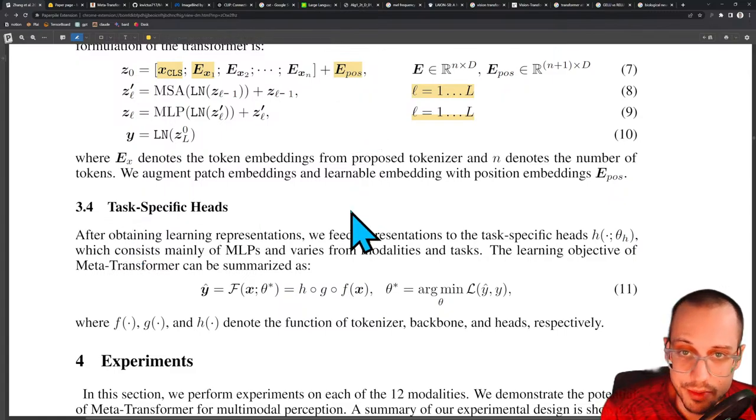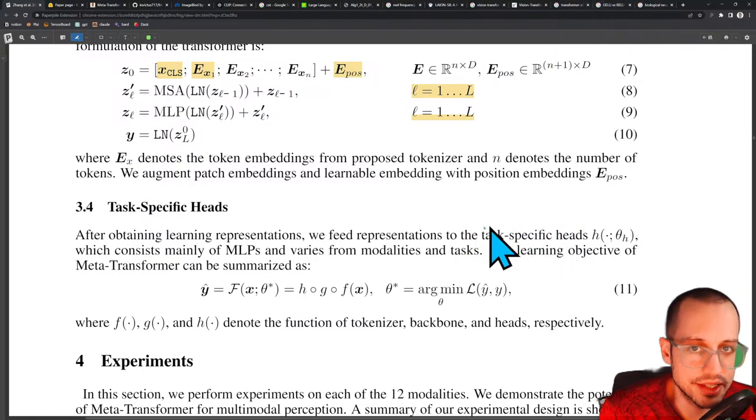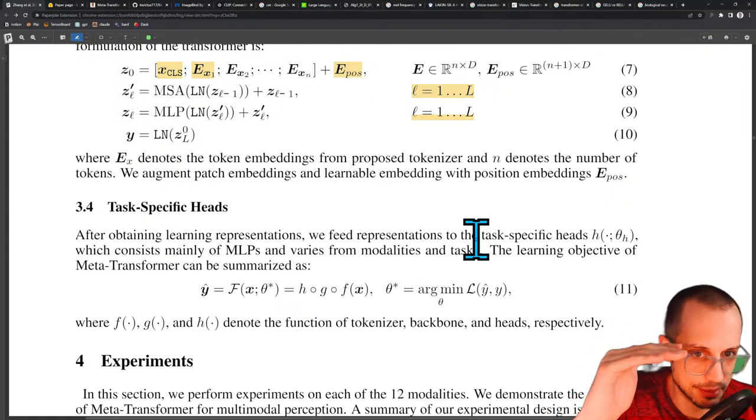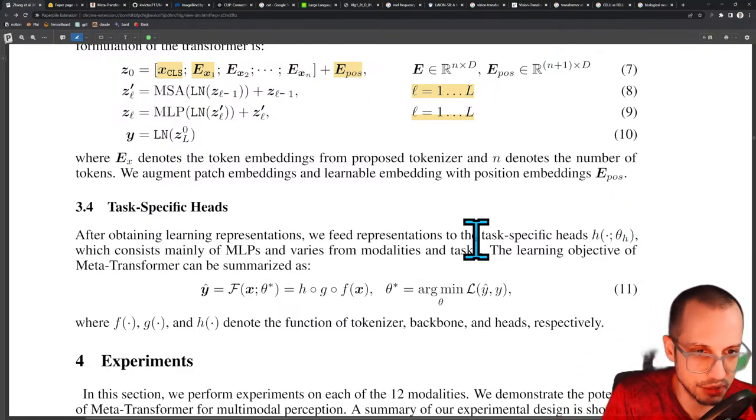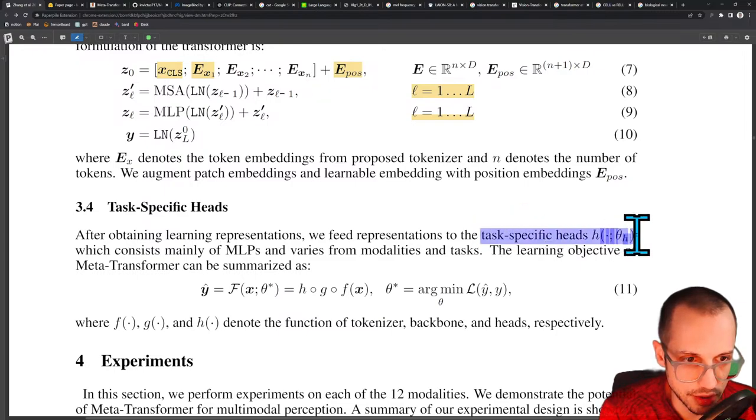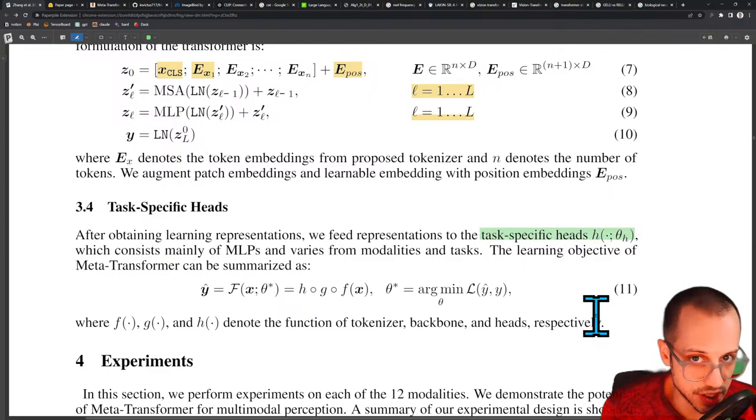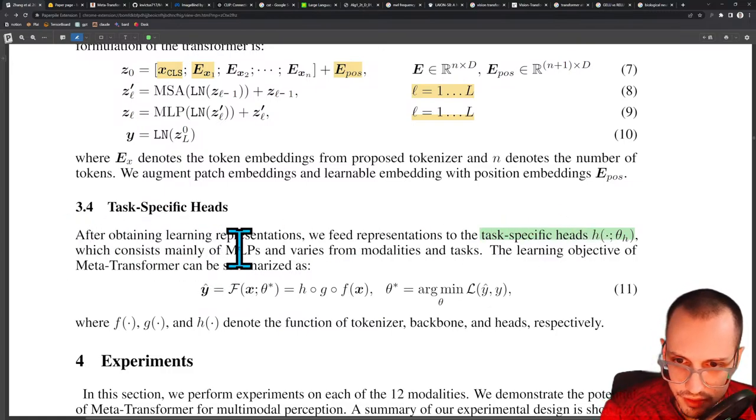After obtaining learning representations, we feed representations to the task-specific heads. Think of this like another multi-layer perceptron on top of this big stack of transformer blocks, H, theta H, and there's going to be one task-specific head for each task, which basically corresponds to a modality. So they really could have called this modality-specific heads, which consists of MLPs and varies from modalities and tasks. The learning objective of the metatransformer can be summarized as follows.